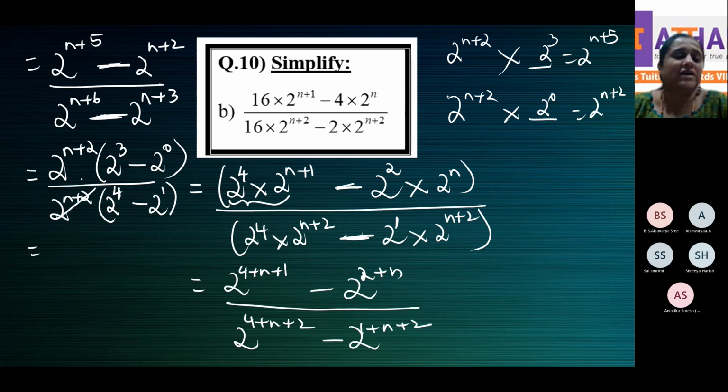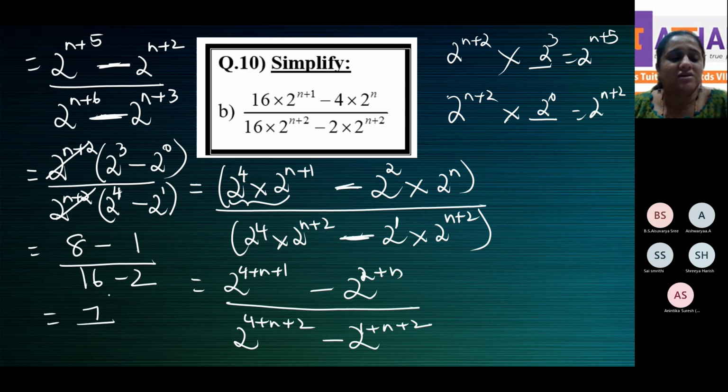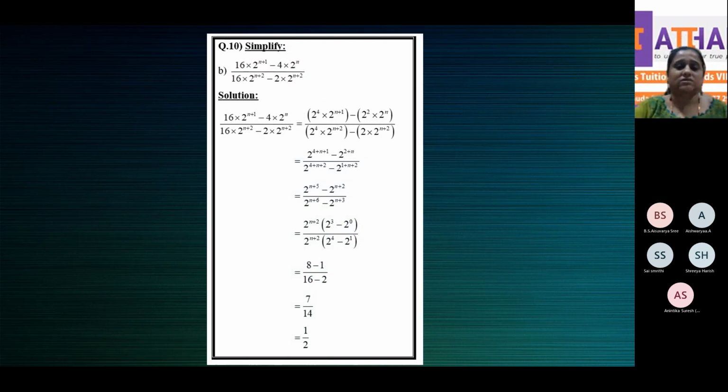So now this 2 to the power n plus 2 in the numerator and denominator gets cancelled. 2 cubed is 8 minus 2 to the power 0 is 1, divided by 2 to the power 4, 16, minus 2. So 8 minus 1 is 7. 16 minus 2 is 14. So it's nothing but 1 by 2. 7 by 14, which is 1 by 2. You can see the answer here.